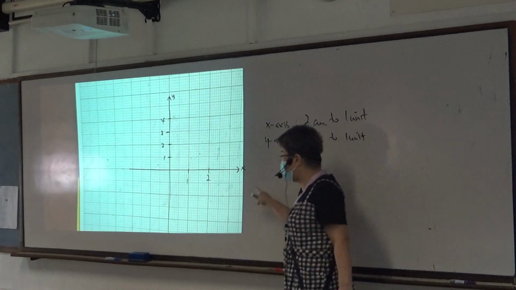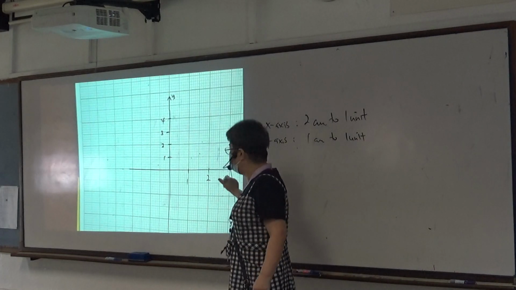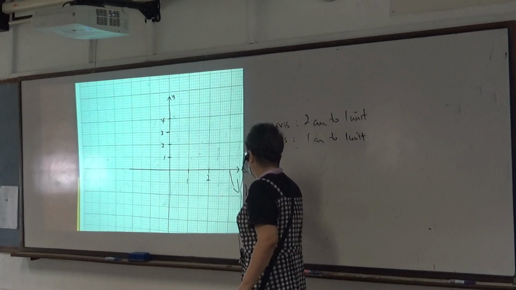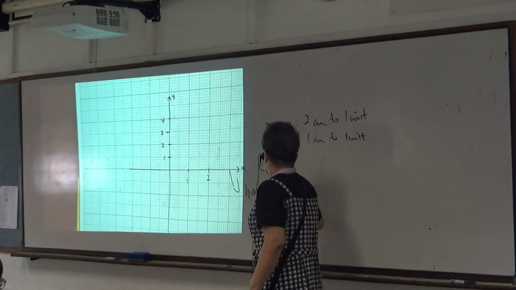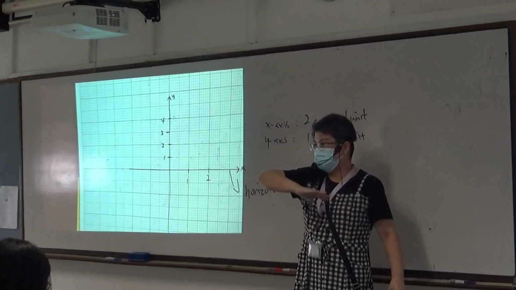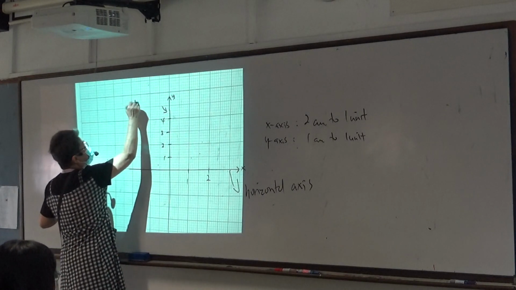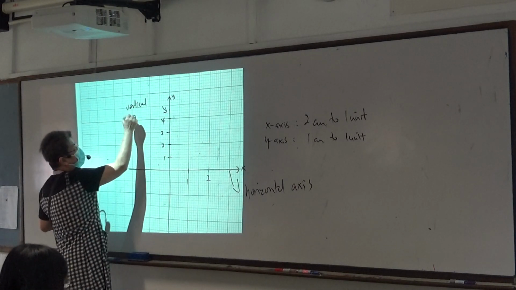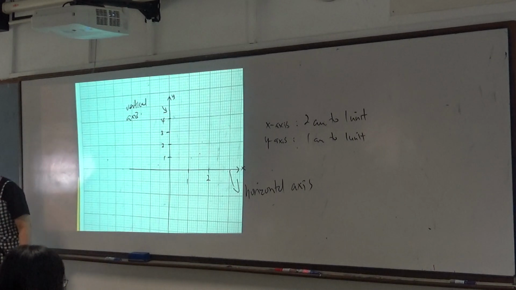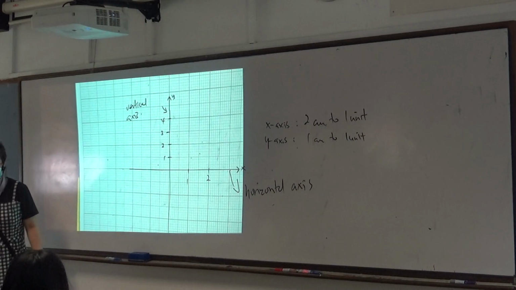And let me just reiterate. The x-axis is also called the horizontal axis. Horizontal means like that. So what do you think is this one? Vertical. Very good. This is the vertical axis. Are we all clear here? Yes or no, class? Yes.